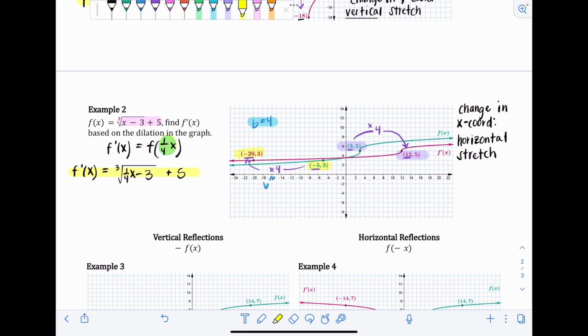Okay, so the biggest thing I can stress is that when there's either a horizontal dilation or a horizontal translation, you end up having a change happening to the input of the function, to the x inside the parentheses in function notation. And that means that you just make that change directly to the x in the actual problem.